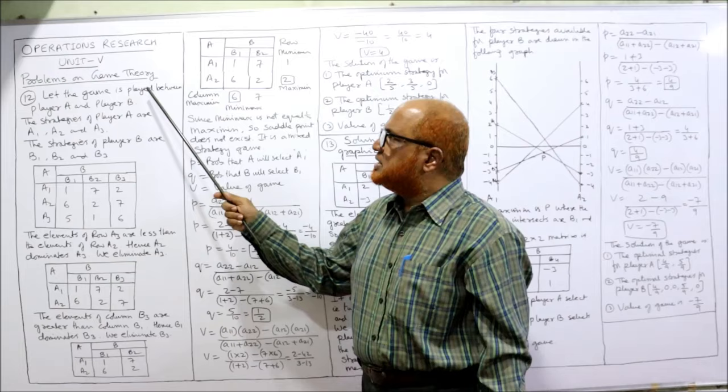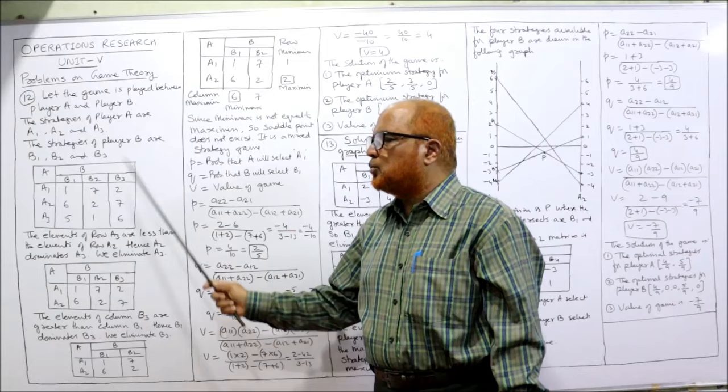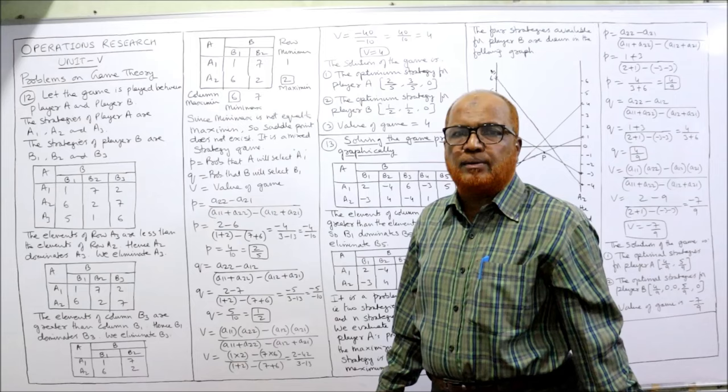The strategies available for player A are A1, A2 and A3, and the strategies available for player B are B1, B2, B3. We have given the names. In the problem, only rows and columns are given. So here, this is the payoff matrix.